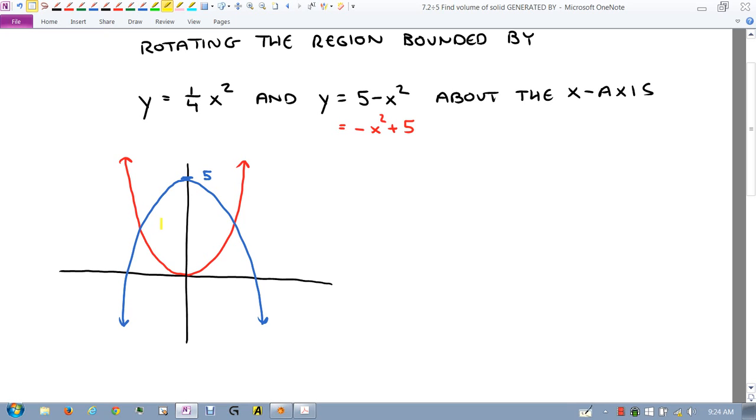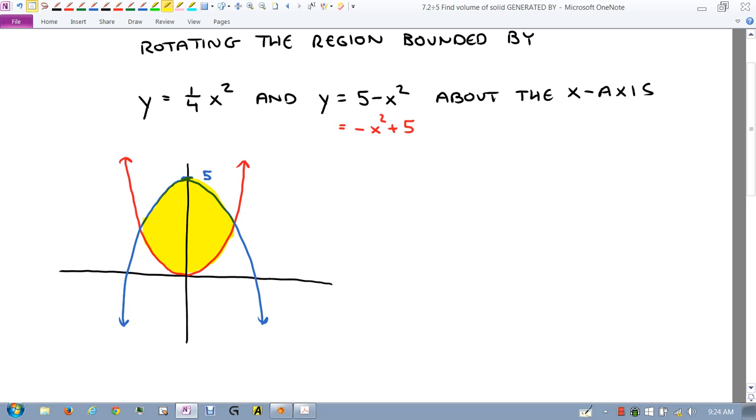And the region bounded by them is this piece right here. Now we could ask for the area, couldn't we? That's not what the problem is asking. The problem wants you to take that region and rotate it around the x-axis.